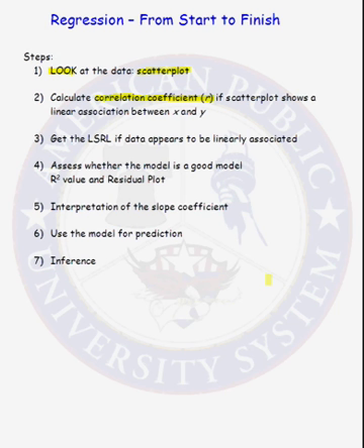If, based on your scatter plot and the correlation coefficient, it appears that there is a linear relationship or association between your two variables, go ahead and do least squares regression and get your least squares regression equation. Once you have your model, you have to assess it to see whether it is a good model or not. Two components to this are the R-squared value and the residual plot.